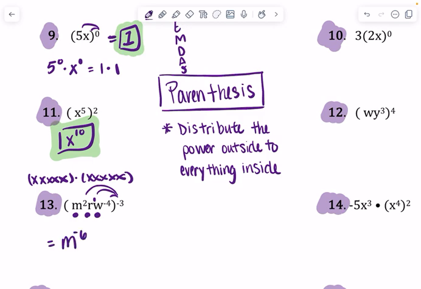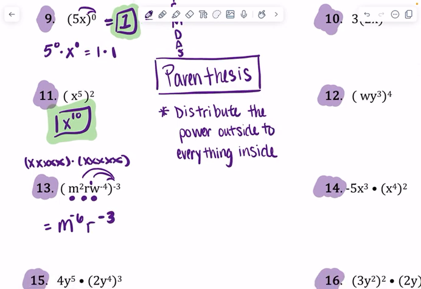So m squared to the negative 3rd, m to the negative 6th. 1 times negative 3, r to the negative 3rd. Negative 4 times negative 3, w to the 12th.